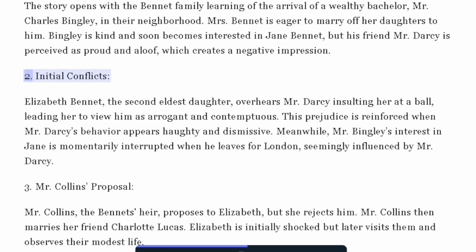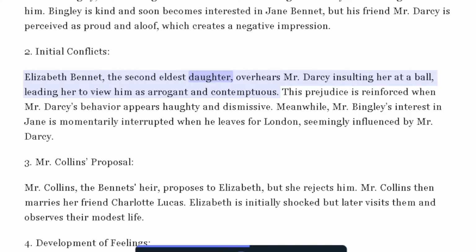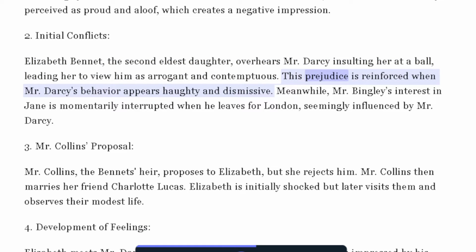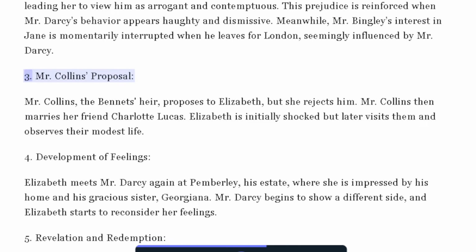2. Initial conflicts. Elizabeth Bennet, the second eldest daughter, overhears Mr. Darcy insulting her at a ball, leading her to view him as arrogant and contemptuous. This prejudice is reinforced when Mr. Darcy's behavior appears haughty and dismissive. Meanwhile, Mr. Bingley's interest in Jane is momentarily interrupted when he leaves for London, seemingly influenced by Mr. Darcy.